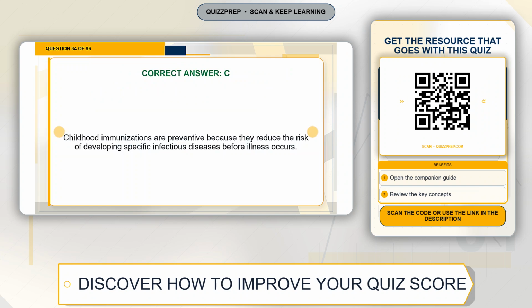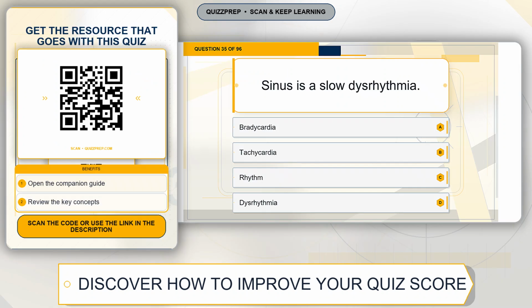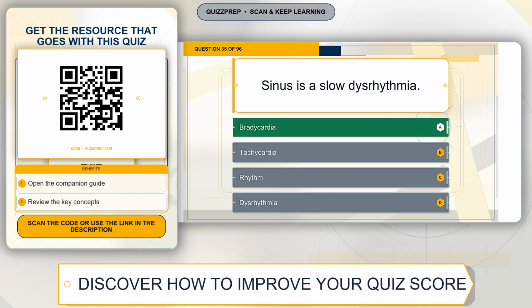Explanation. Childhood immunizations are preventive because they reduce the risk of developing specific infectious diseases before illness occurs. Question 35. Sinus is a slow dysrhythmia. Option A, bradycardia. Option B, tachycardia. Option C, rhythm. Option D, dysrhythmia. The correct answer is option A, bradycardia.